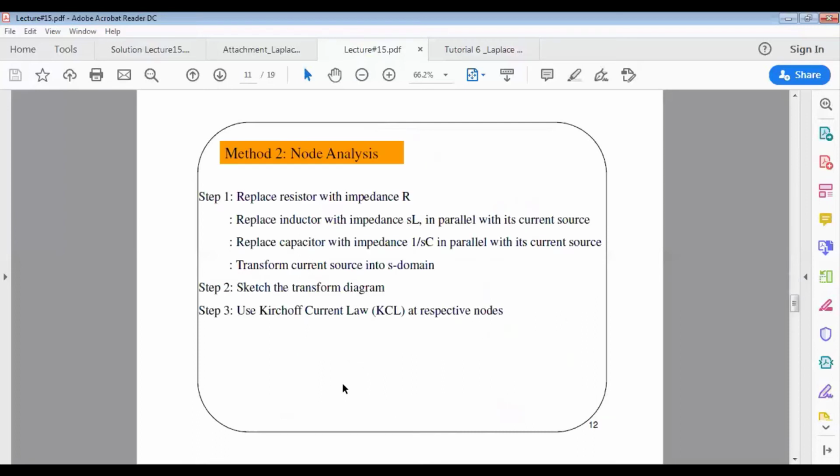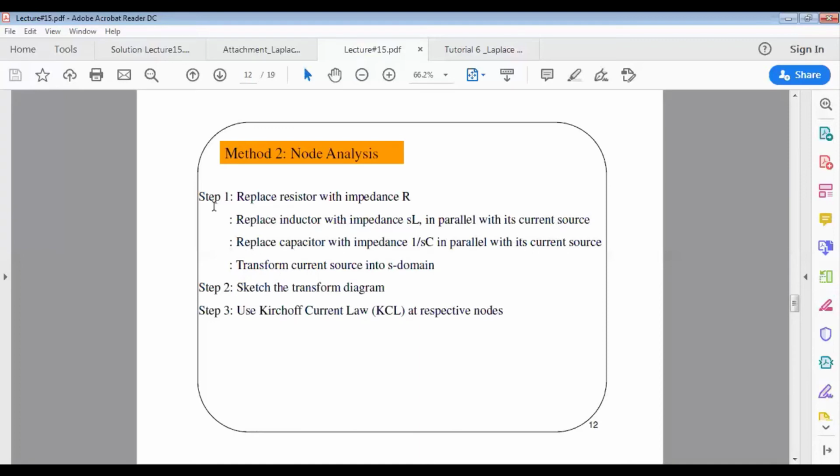Okay, so the second method is node analysis. This is where you have, or I think you know, the conditions where you have to use either node analysis or loop analysis.